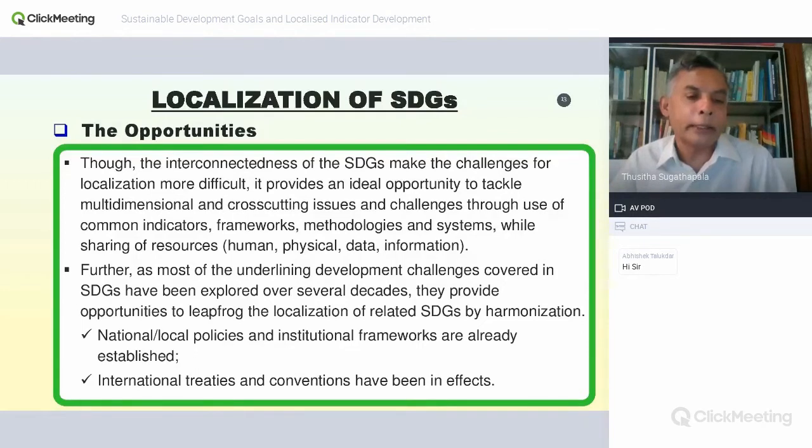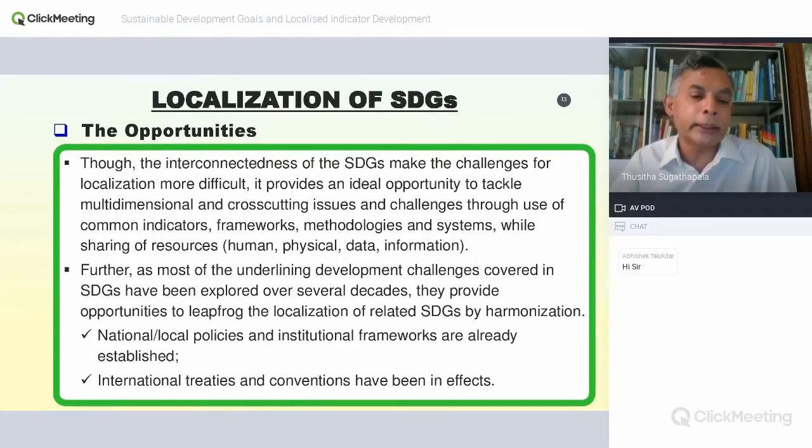So, for example, there are national and local policies and institutional frameworks already established to cater for certain areas, maybe the health sector, the energy sector. We have institutions, even for climate change. We have a climate change secretariat in the Ministry of Environment. There is staff there. They are working on that. They have funding. So established systems can be used effectively to implement SDGs.